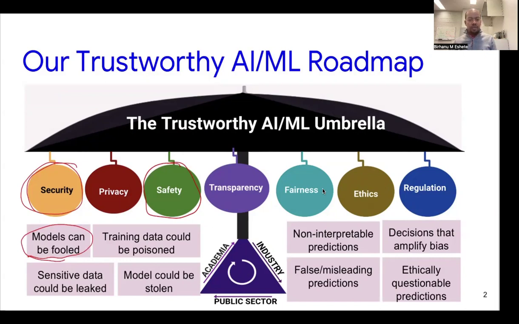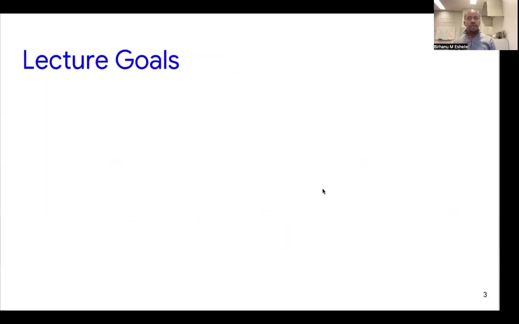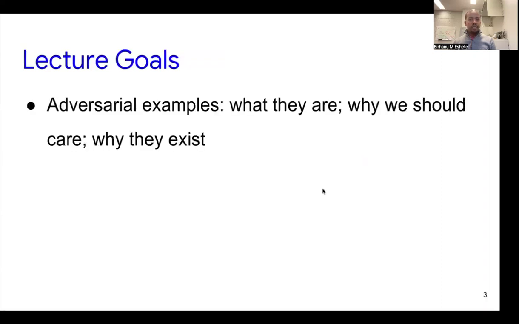So throughout the course, I'm going to flash this trustworthy AI/ML roadmap so that we have an idea of where we stand as far as the objective that we want to achieve in the sense of the broader goal of making machine learning trustworthy. Okay, so what are we going to do in this lecture? The first thing we're going to talk about is what are adversarial examples, why we should care about adversarial examples, and why do they exist in the first place? What are the root causes of adversarial examples, if there is any?